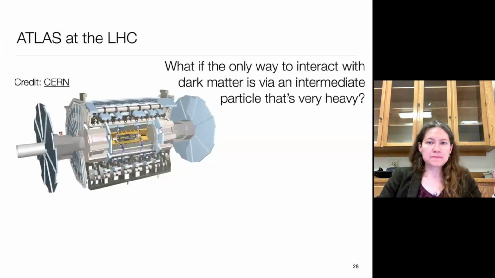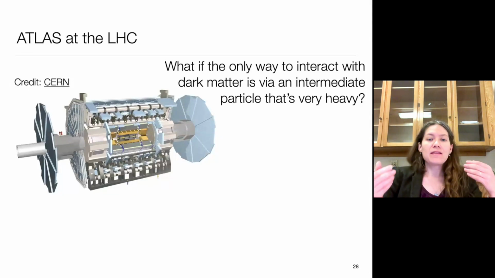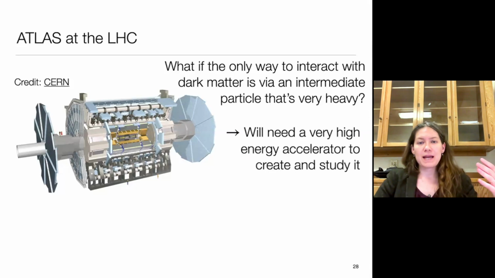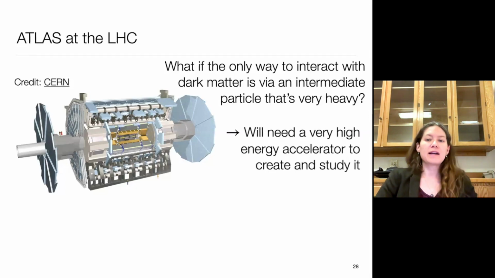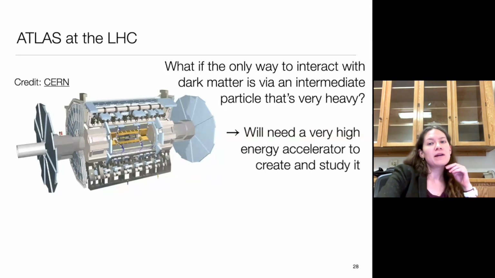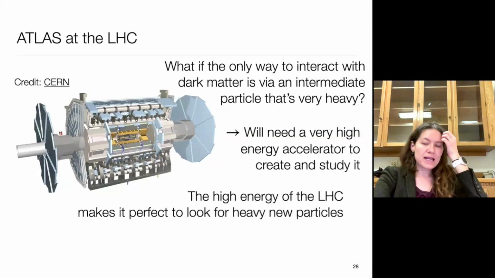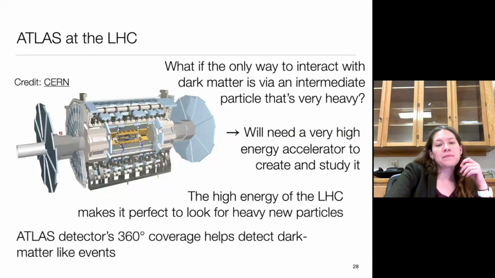If, for example, the only way to interact with dark matter is through an intermediate particle that's really heavy, then we need that high E to get that high M. And the only place that we would be able to do this is going to be at a very high energy accelerator like the LHC. So ATLAS would be the right tool for the job if nature has given us a very heavy intermediate particle. So the high energy of the LHC makes it really ideal to look for this kind of thing.